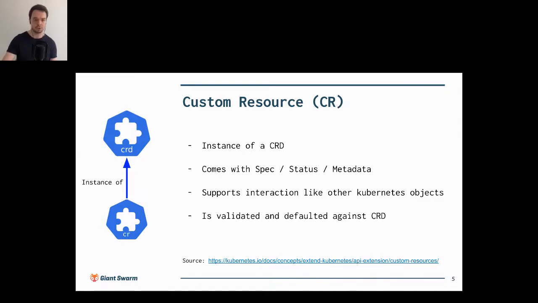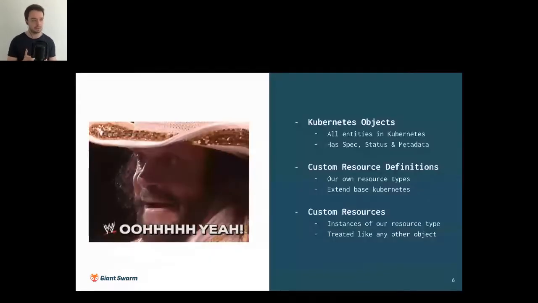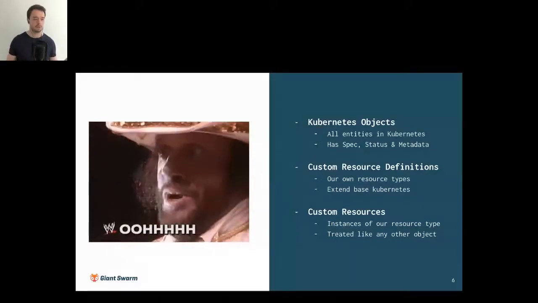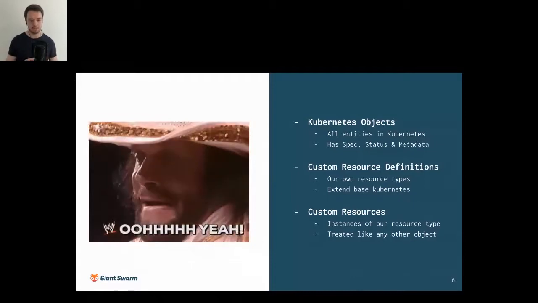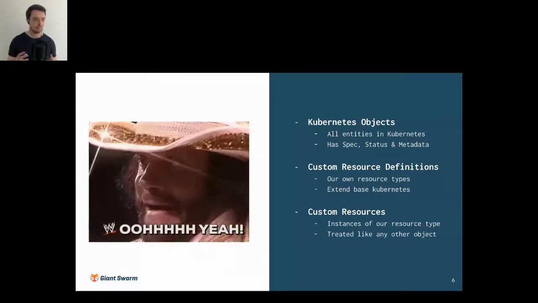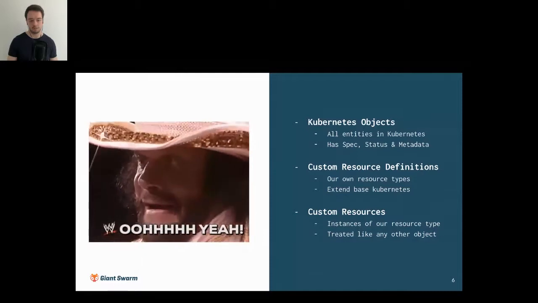Okay, so far so good, right? So just really quickly, you should be like, yeah, I got this. We have Kubernetes objects, I know them, they're everywhere. We have custom resource definitions, which kind of define new types and extend Kubernetes. And we have custom resources, which are instances of our new type. You know this from other programming languages, just transfer that knowledge here to Kubernetes. And these custom resources are really treated like any other object. So you can interact with them however you please.